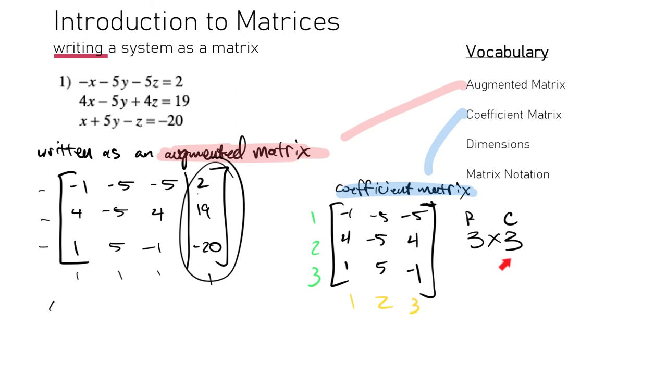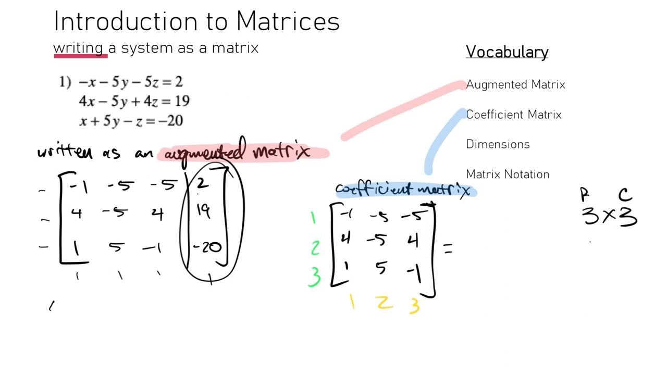This is a 3x3 matrix. There's 3 rows and 3 columns. A 3x3 matrix is determined by the coefficient matrix. So this also would be a 3x3, even though it looks like there's a 4th column. We do not count what is on the right side of the equal sign when we count the dimensions of a matrix. So just move this out of the way.